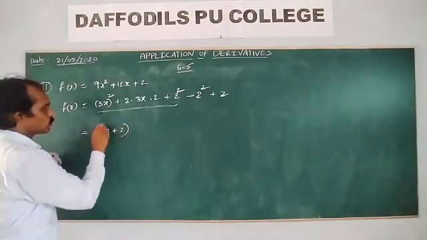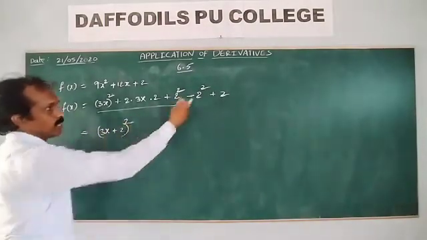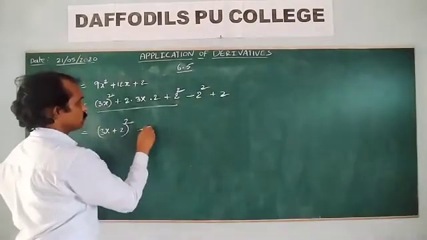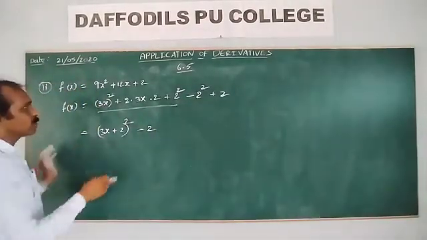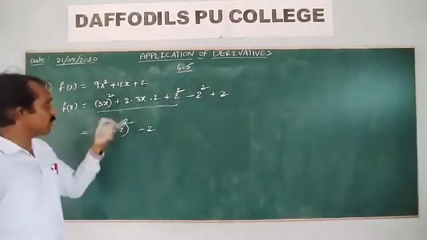From this, what do you write? 3x plus 2 whole square, 3x plus 2 whole square. This value minus 4 plus 2, that is minus 2. Now we examine either the maximum value or the minimum value of this function.